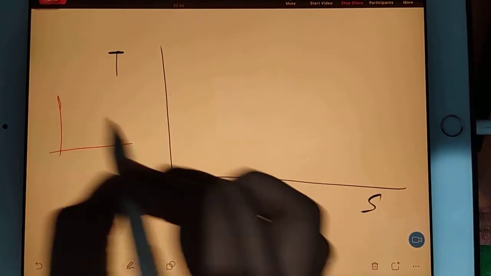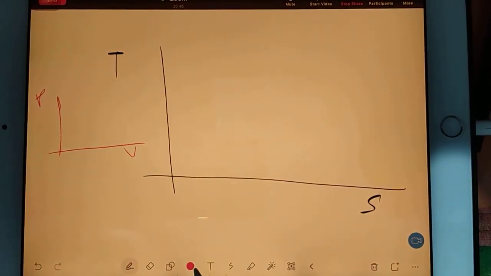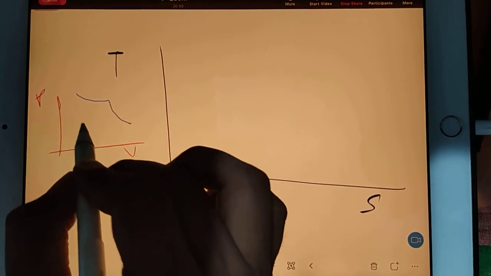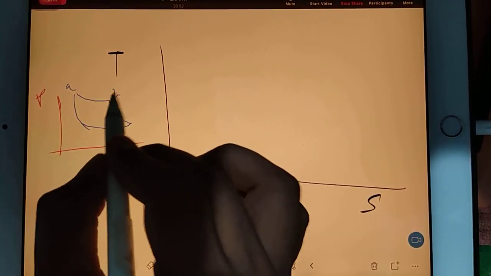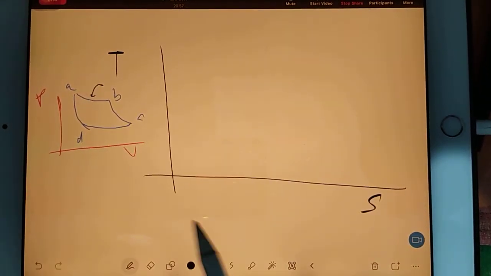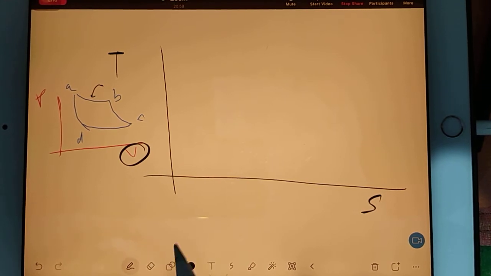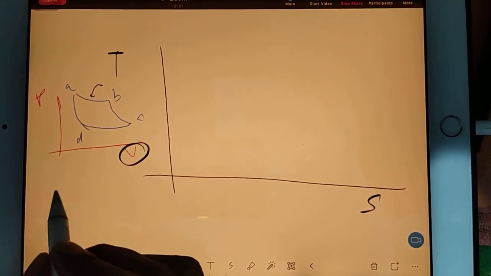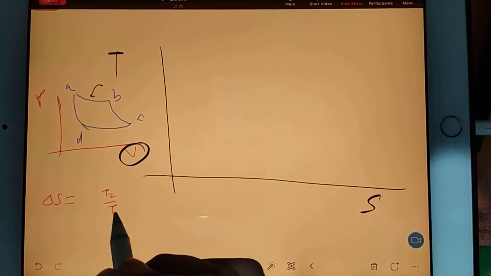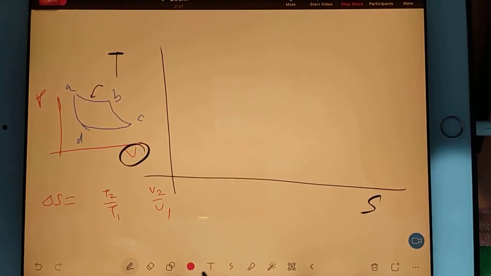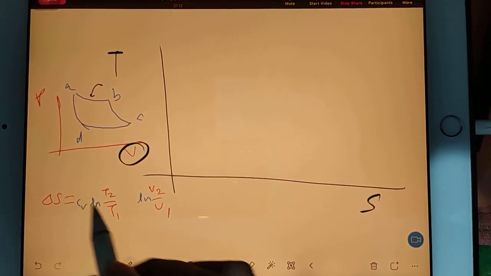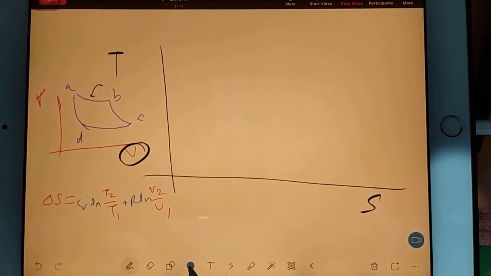So in our PV diagram, we had this, then this, then this, then this: A, B, C, D. Right? So A to B is an isothermal process and volume is increasing. And just now we have seen the formula for del S in terms of T2 by T1 and in terms of V2 by V1. And we have seen ln here. Here it was Cv and here it was R.